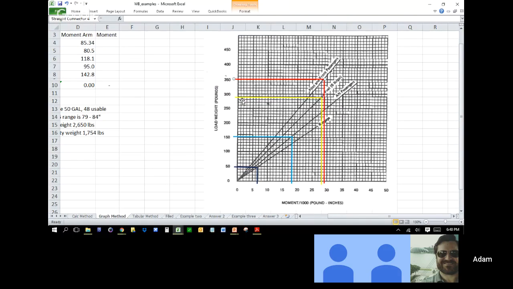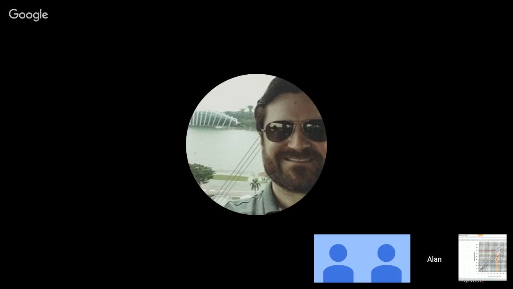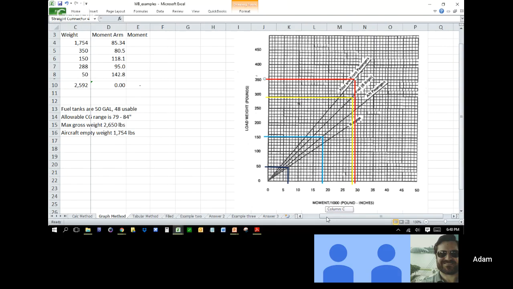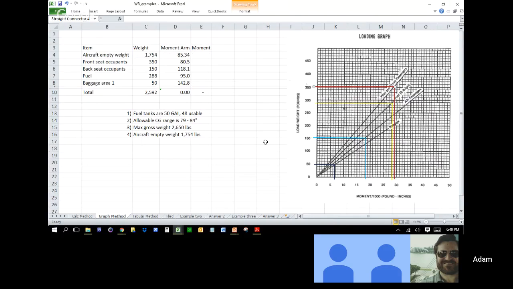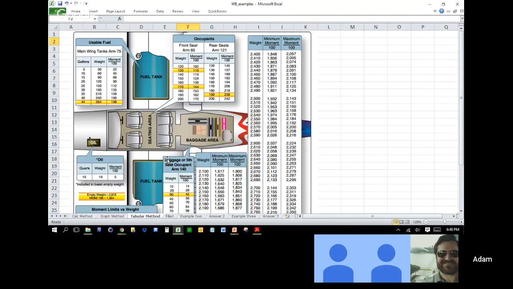For the graphical method, you do that for each loading sequence. So you've got the pilot and front passengers, then you do your fuel, your aft passengers and your baggage. This method is for folks who just don't feel like doing multiplication. So just addition. You get the same answer, because you still have to sum up the moments and divide by the weight. But there's also the tabular method, by far my least favorite.